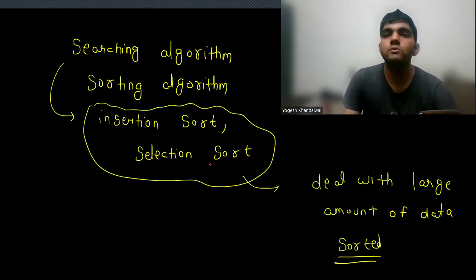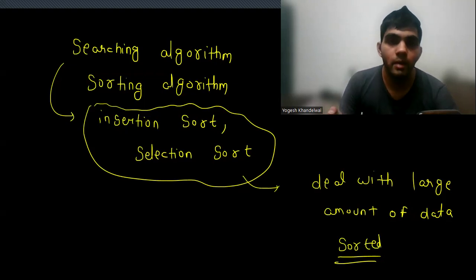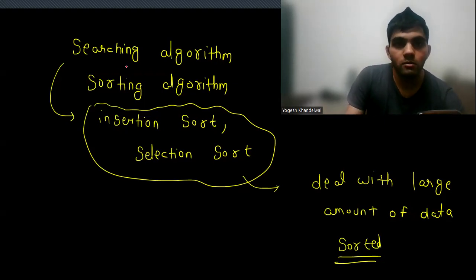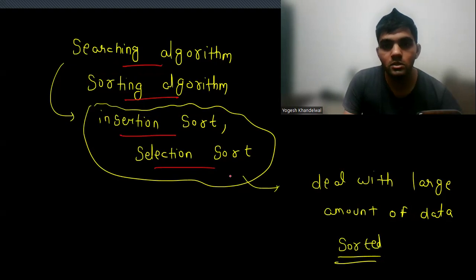So hello guys, in this video we will talk about insertion sort algorithm and we will implement it in Python. But first we talk about why we need a different type of searching algorithm and sorting algorithm. So we have different types of searching algorithms and sorting algorithms, like insertion sort and selection sort. So why do we need these algorithms?